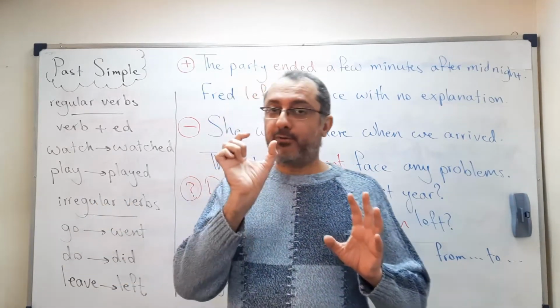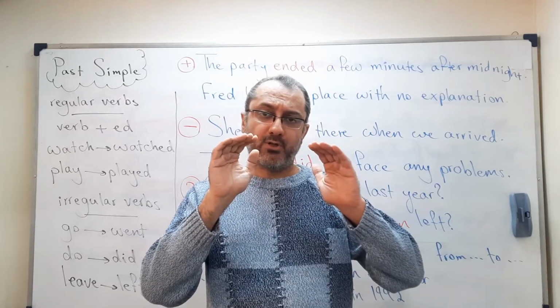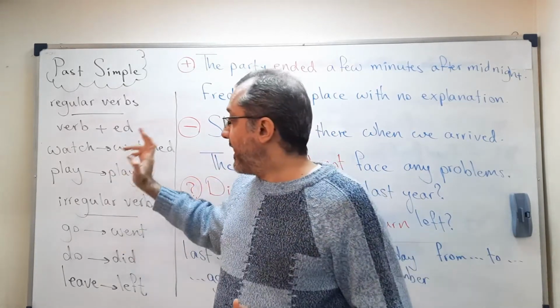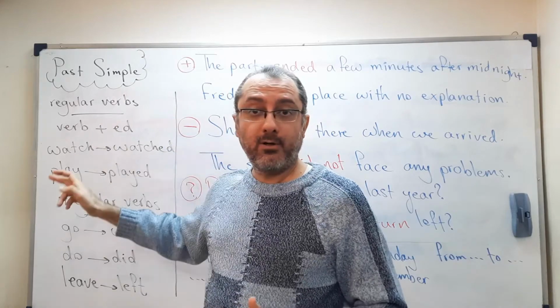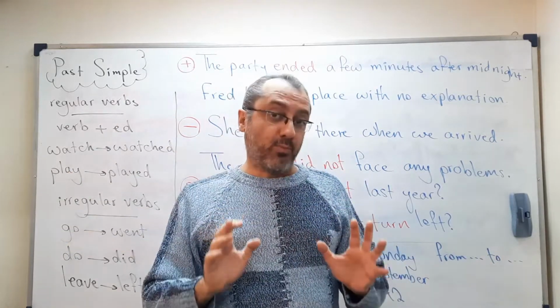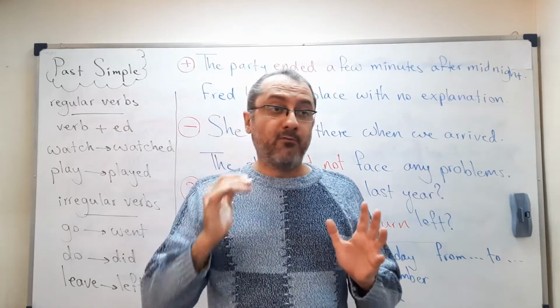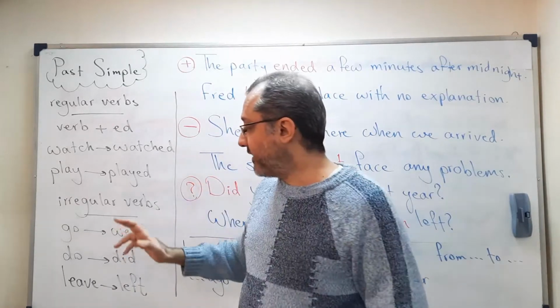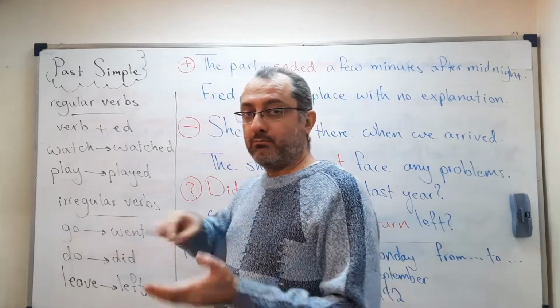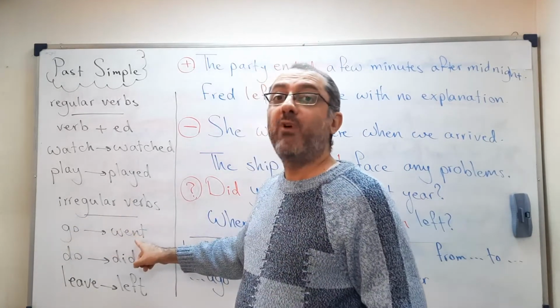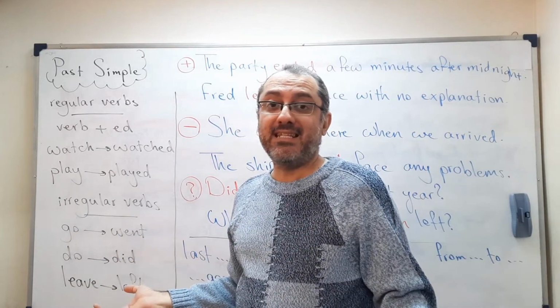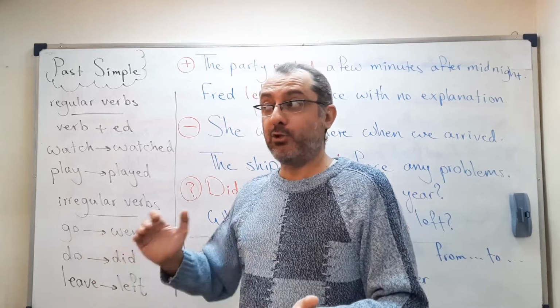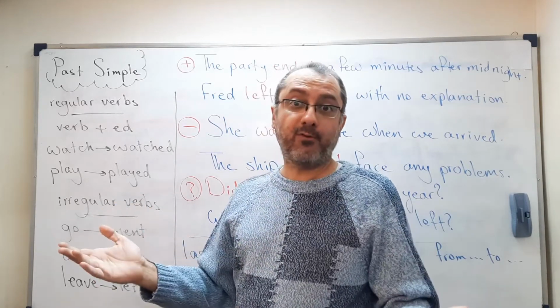Although the number of irregular verbs is much smaller than that of regular verbs, they are very important in English. Most of them are verbs that we use on an everyday basis in English. Take a look. Go somewhere, changes to went. You see, it doesn't take ed. Go, went, not go, goed. We don't have that verb in English.